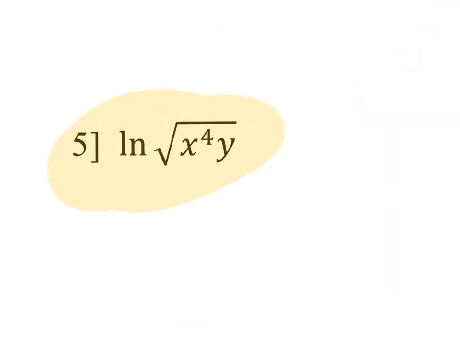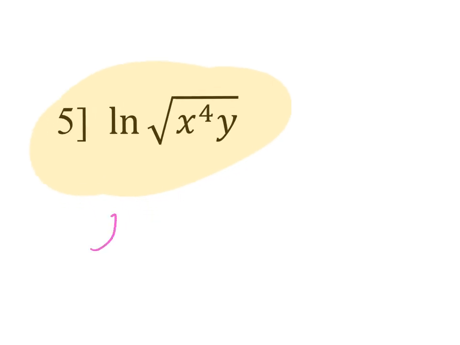What do you guys notice here? There's an exponent inside. Good. What else do you notice? There's a square root. The square root is over what? Just the x? No, it's over everything. This is really written like this: x to the 4th, y to the 1/2. Agreed?